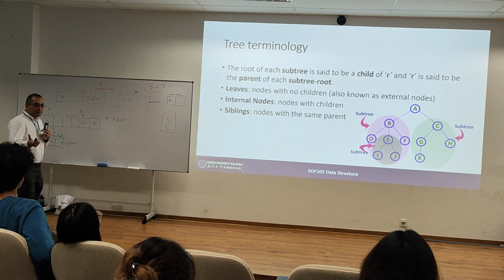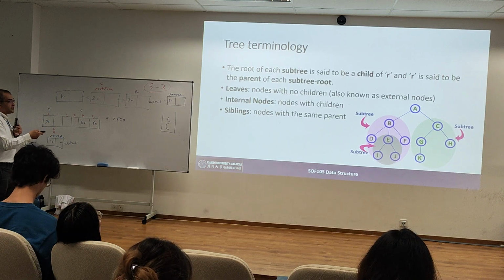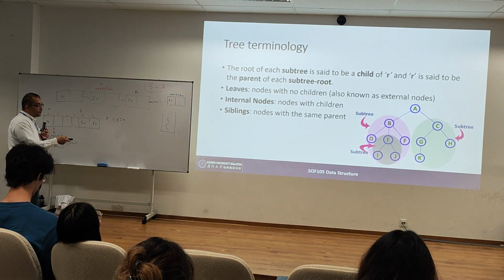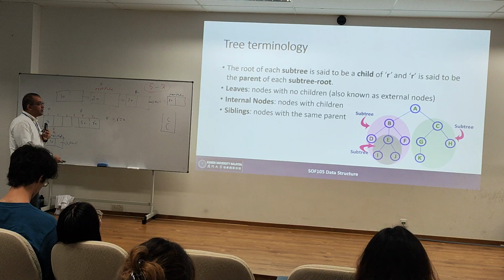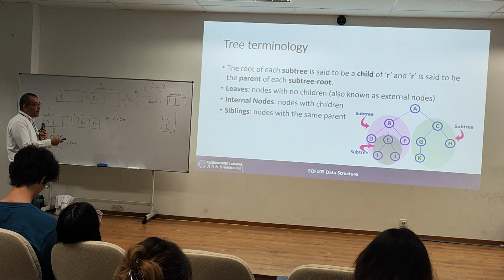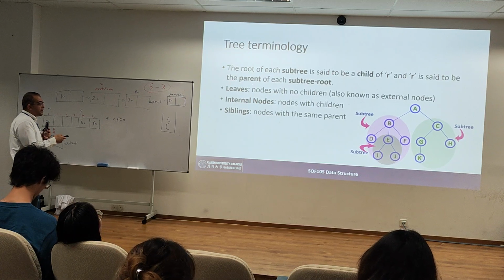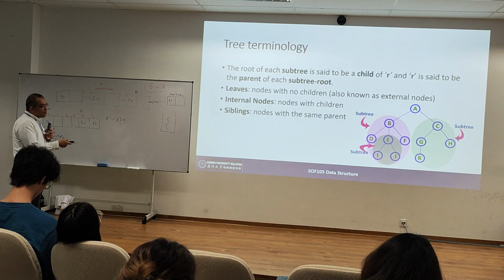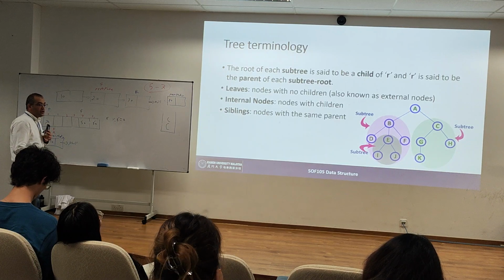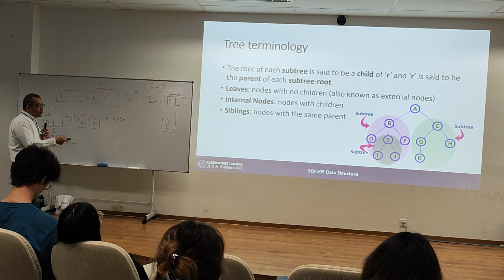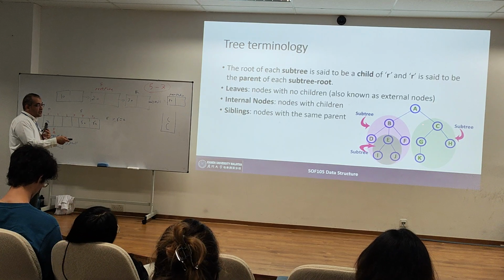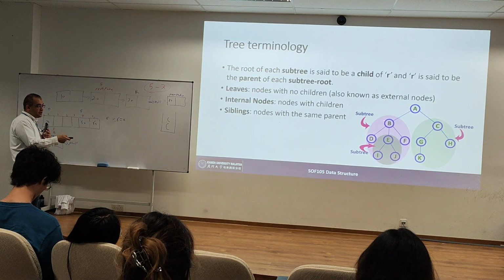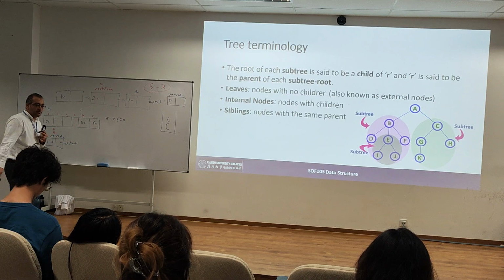Make sense or not? So meaning that the root of each subtree, so the root of this subtree, B, root of this subtree, C, and E, the root of this subtree, okay, is said to be the child of R. And R is said to be the parent of the E subtree. So A is the parent of the E subtree, let's say. The parent of this one. So this one, B, is the child of R, of A. C is the child of A, and A is the parent of both B and C. Okay?